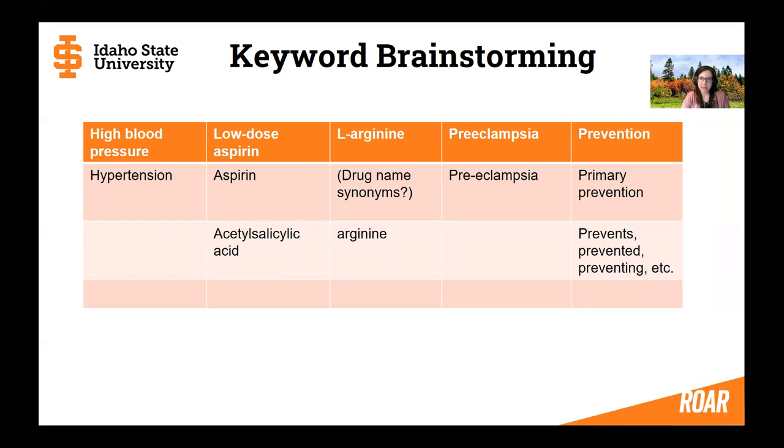For preeclampsia, I have to consider that some people hyphenate that word because it is a compound word. So I'm also going to try pre-eclampsia. And for prevention, I learned there's another way to say this type of prevention, which is actually primary prevention. So that's a narrower term. I'm also going to consider all of the word variations, prevents, prevented, preventing, etc.